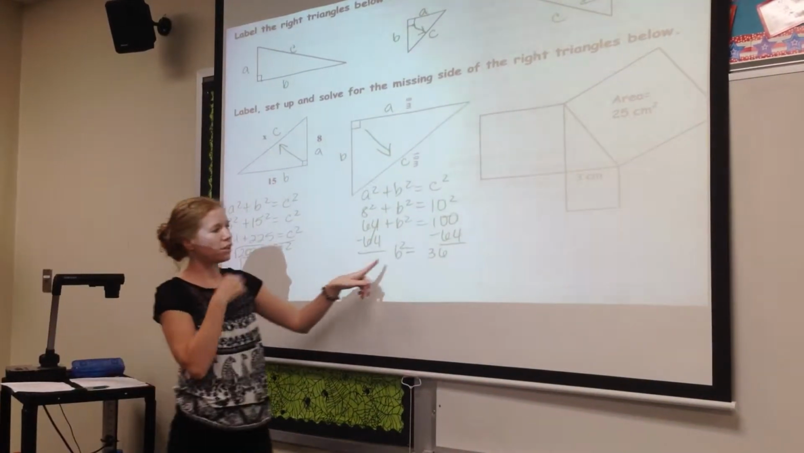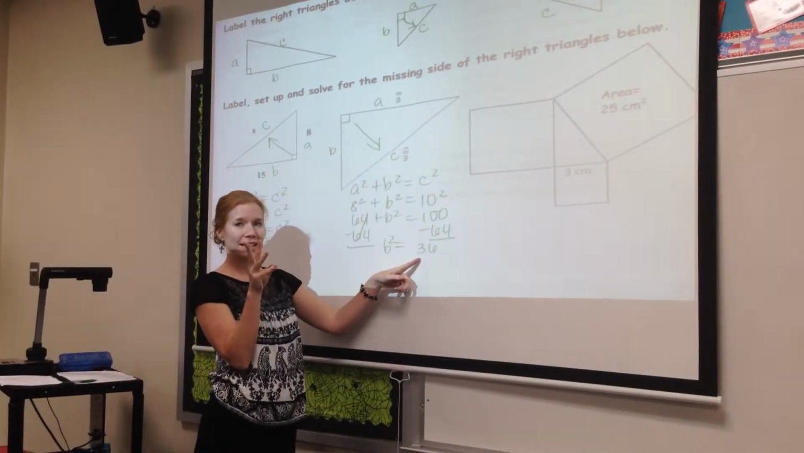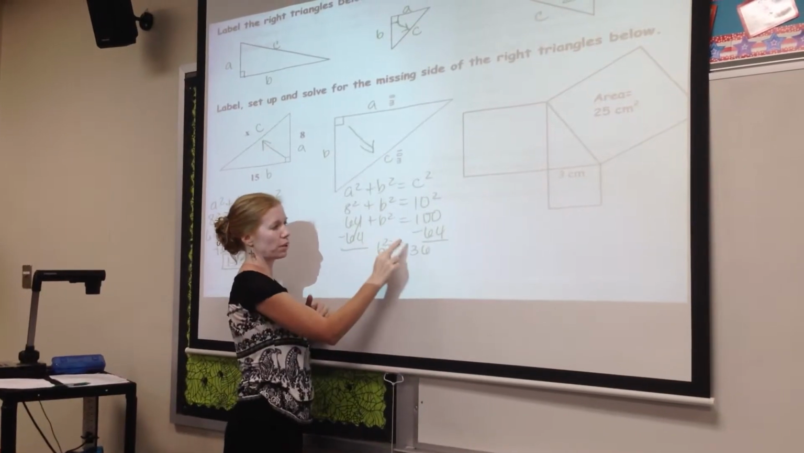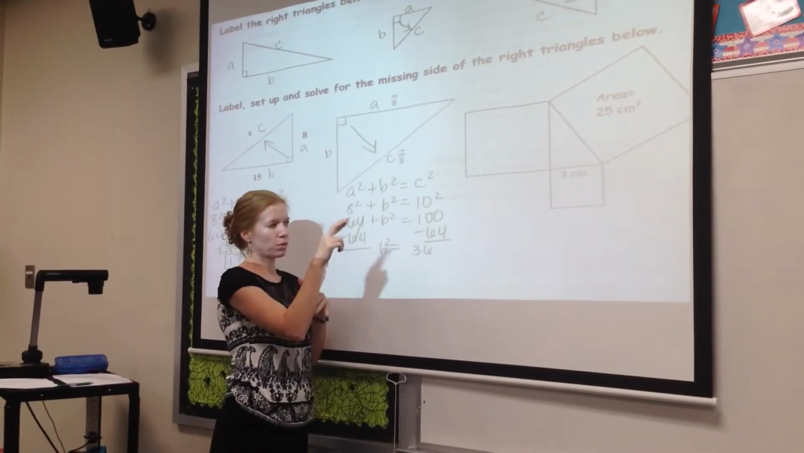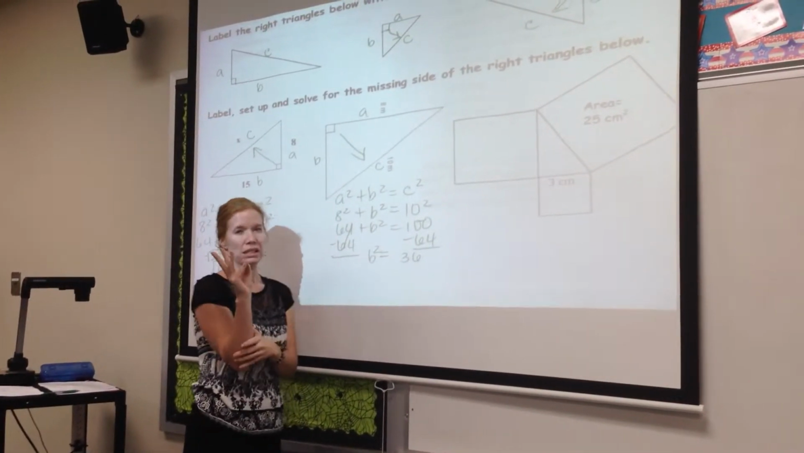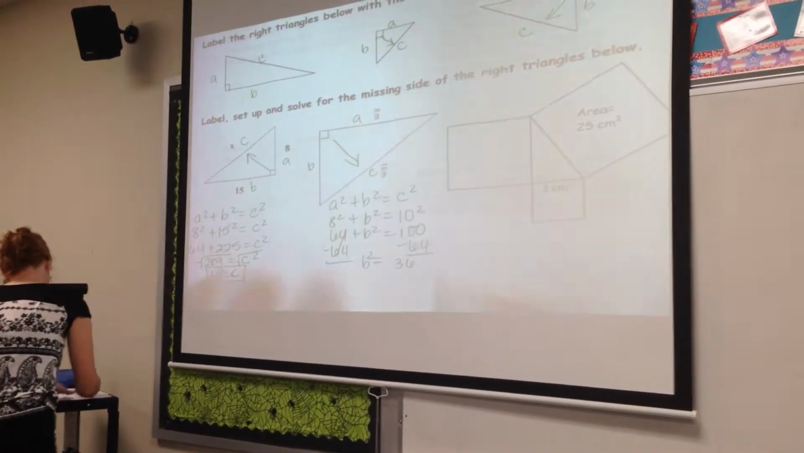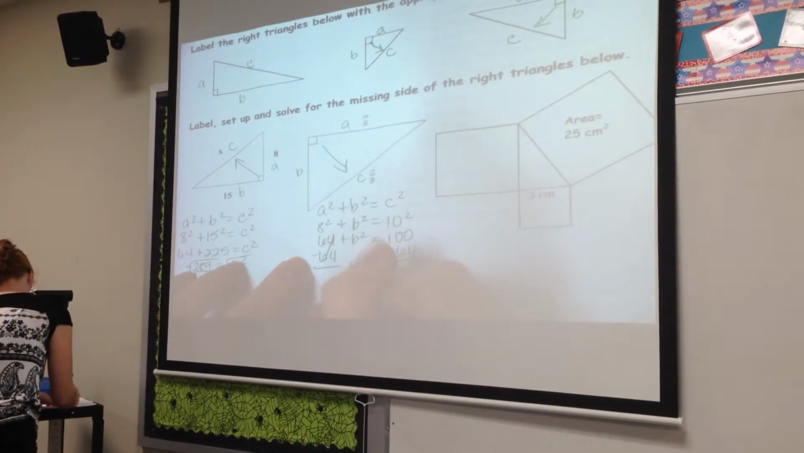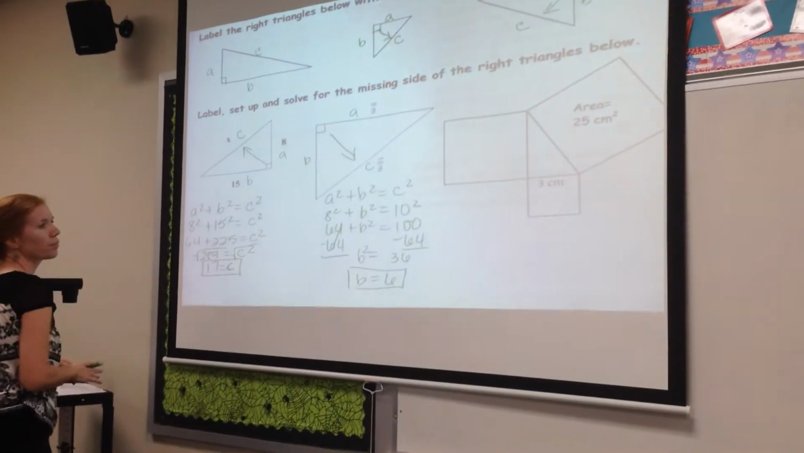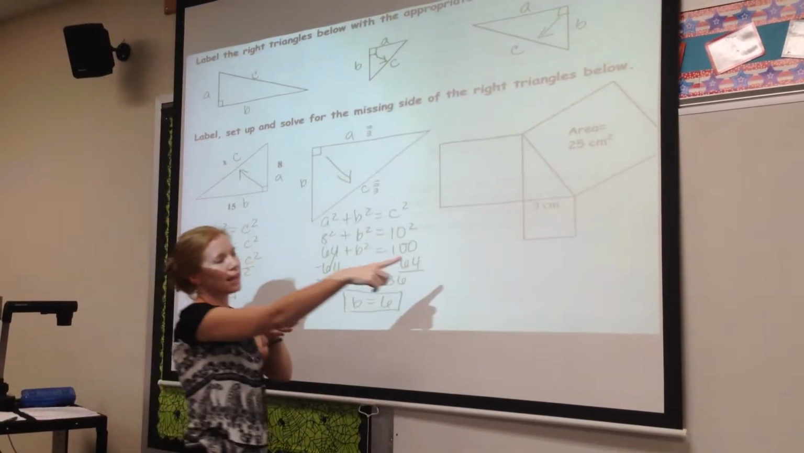Okay, that tells me B squared equals 36. Now I'm ready to do the square root. The square root of 36 equals 6. Okay, one more on this side.